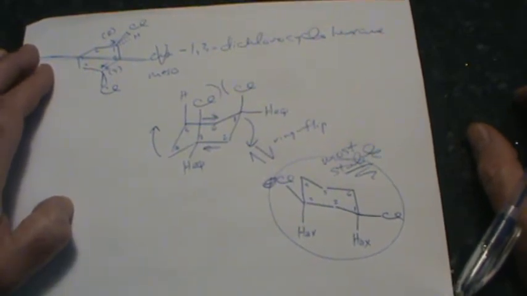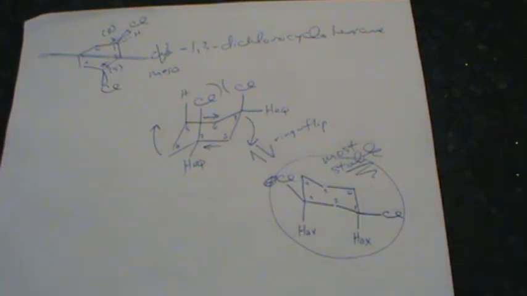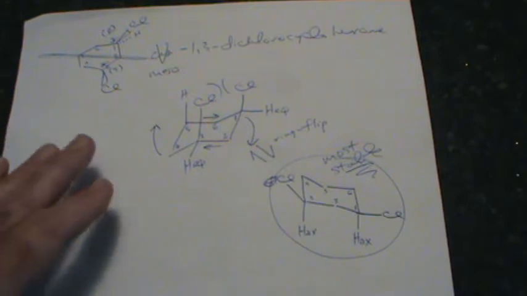So that's the way we do these analyses. They're all quite similar, actually. We've looked at 1,2 disubstituted cyclohexanes in class. Here's a 1,3 example.